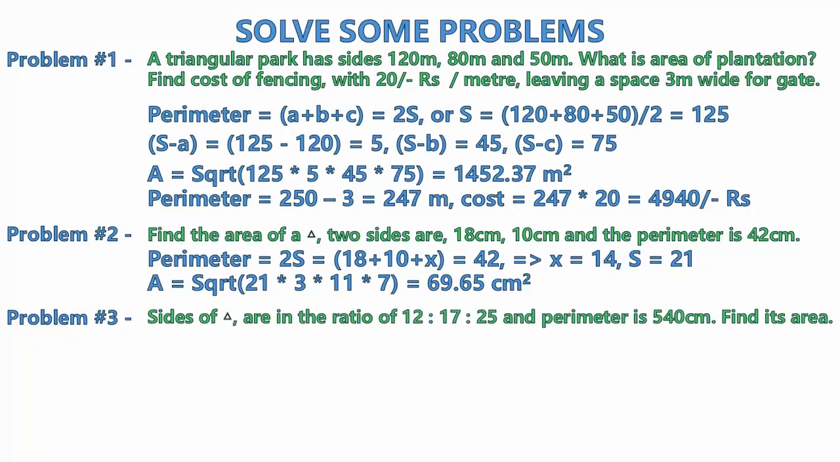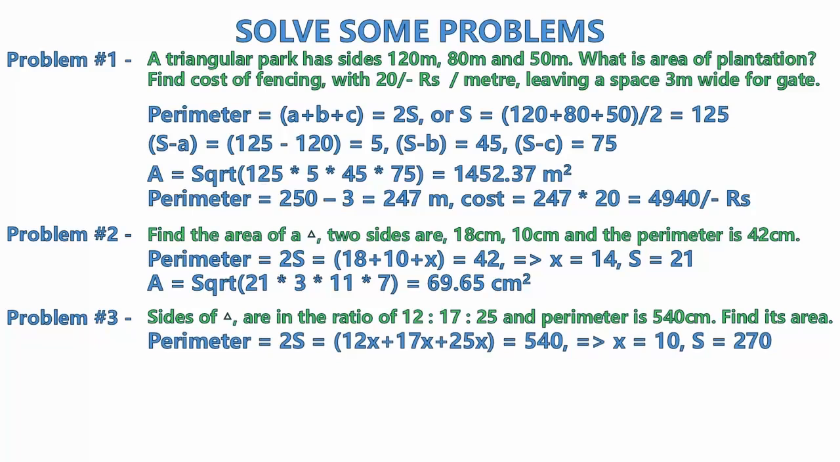Next problem. The sides of the triangle are in the ratio of 12:17:25. Okay, we don't know their lengths, we just know the ratios, 12:17:25, and the perimeter is 540 centimeter. Okay, find its area. So if we denote one side as 12x, the second side will be 17x and the third side will be 25x. Okay, so the perimeter is nothing but 12x plus 17x plus 25x, which adds up to 540. So 12 plus 17 is 29, 29 plus 25 is 54. So 54x is 540, which means x is equal to 10.